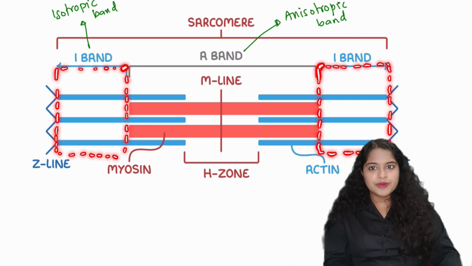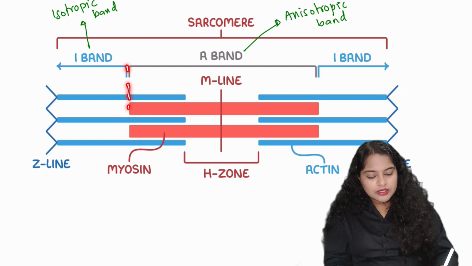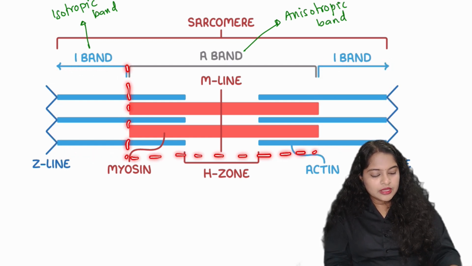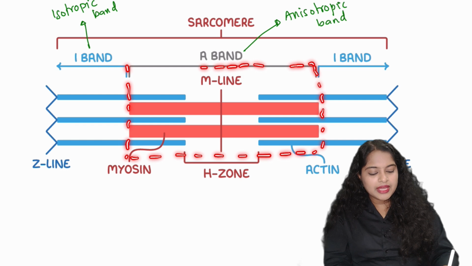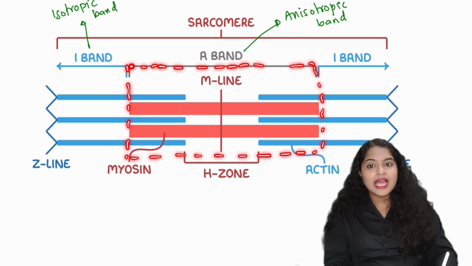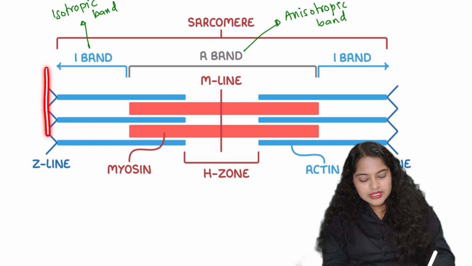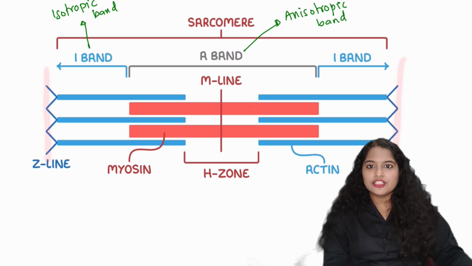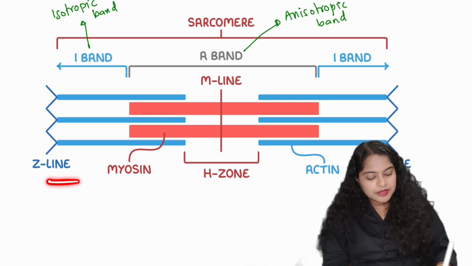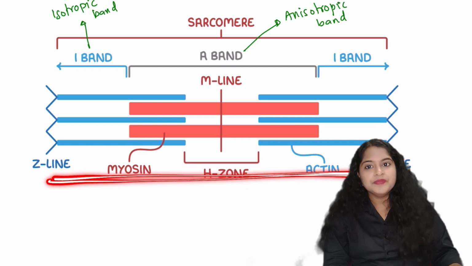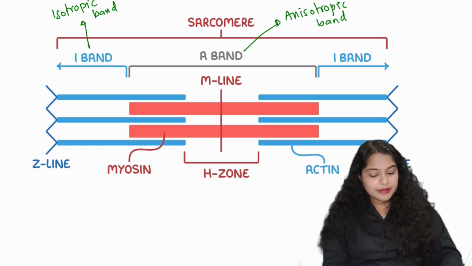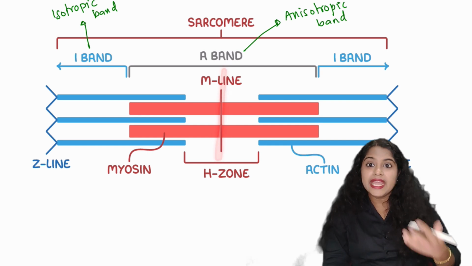So it is the isotropic band. Now coming to the A band. So these are the regions of the A band. Here you can find both myosin as well as actin. So there are two types of muscle proteins present. That is why it is called the anisotropic band. And these thin filaments, that are actins, are firmly attached to the Z line. And the region between two Z lines is called the sarcomere. The thick filaments in the A band are also held together by a fibrous thin membrane called the M line.